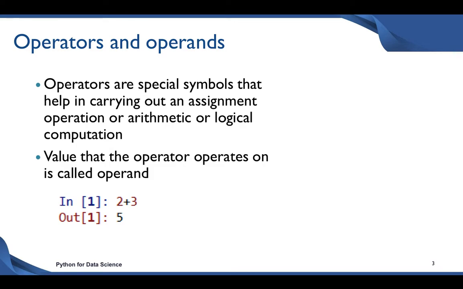So what are operators? Operators are special symbols that help in carrying out an assignment operation or arithmetic or logical computation. Right? Now on the screen you can see 2 plus 3. So plus is an operator and 2 and 3 are the operands. The value that the operator operates on is called an operand. In this example 2 and 3 are known as operands and plus is an operator, known as the addition operator.